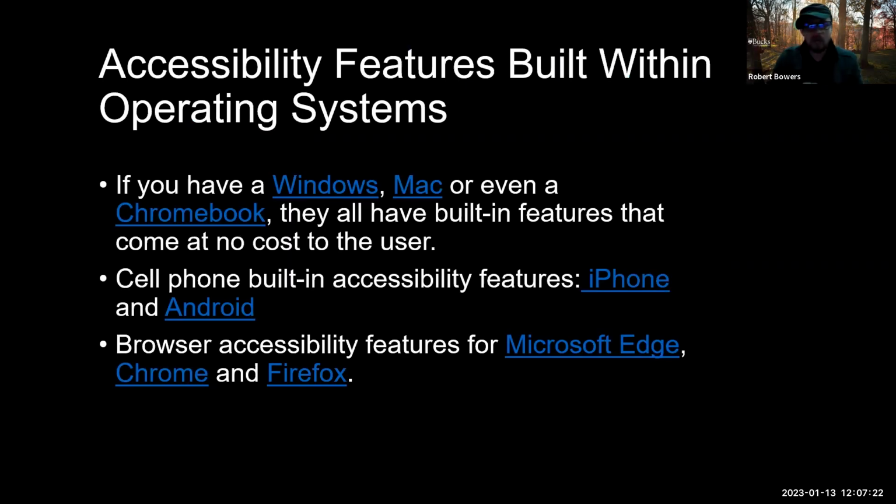Right off the bat, at our fingertips right now, accessibility features are built within operating systems. If you have a Windows, Mac, or even a Chromebook, they all have built-in features that come at no cost to the user. I love telling this to the students and faculty that ask. People don't realize these things. There are a lot of situations where they may need these assistants and it's already built into the device that they have. Even the cell phones have built-in accessibility features.